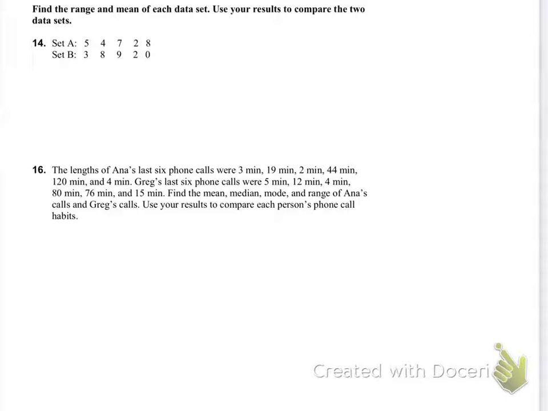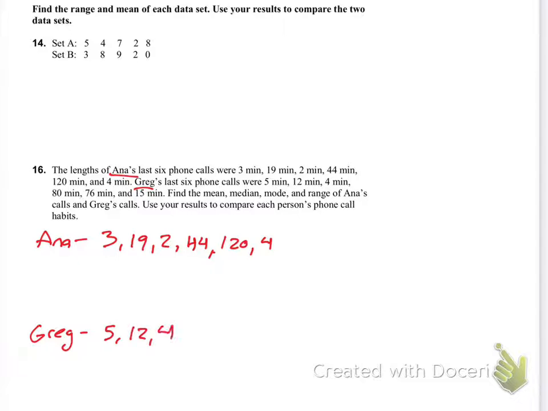16. So we have 2 people here. There's Anna and there's Greg. Anna's calls were 3 minutes, 19 minutes, 2 minutes, 44 minutes, 120 minutes, and then 4 minutes. And then Greg's last 6 phone calls were 5 minutes, 12 minutes, 4 minutes, 80 minutes, 76 minutes, and 15 minutes.